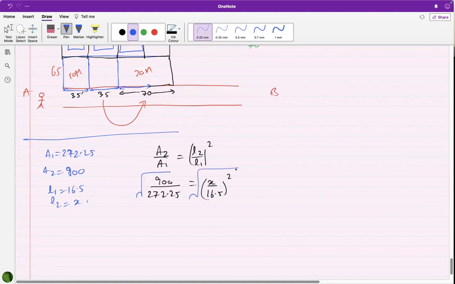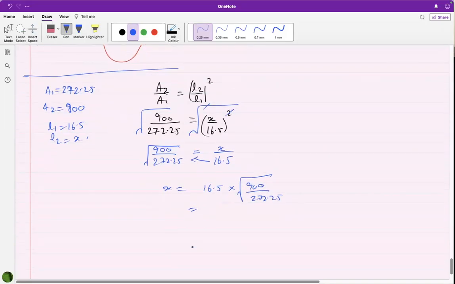Now do it this way: take the square root of both sides. Just keep it as it is. The square root of 900 by 272.25 on one side, and on the other side it is x by 16.5. So we multiply this: x is equal to 16.5 times the square root of 900 by 272.25. Now punch this as a whole in the calculator. This would avoid decimals.